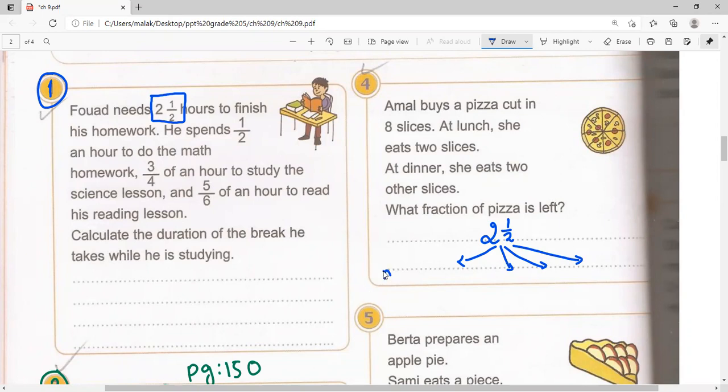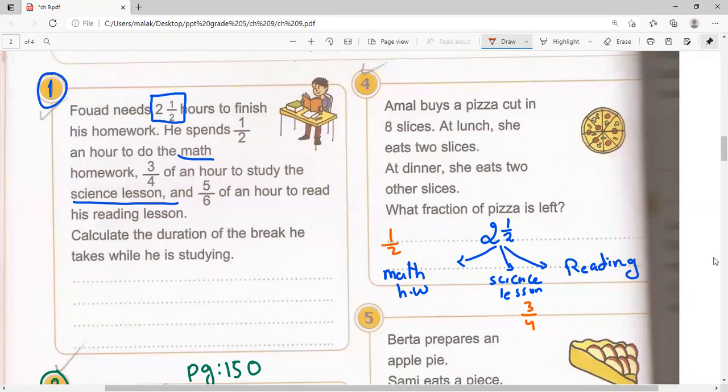He will finish his math homework, study the science lesson, and do his reading lesson. Okay, so just three things: math homework, science lesson, reading lesson. How many hours does he spend on the math homework? Half an hour. Bravo. How many hours does he spend to study the science lesson? Three quarters. And 5/6. Exactly.